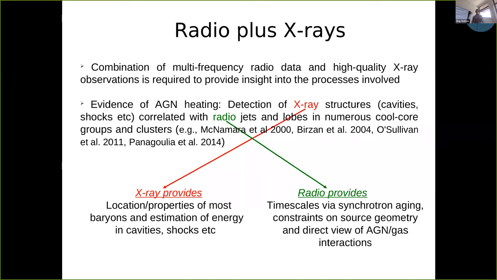And how do we do that? The best way is to combine radio plus X-rays, where we will have insight into the processes involved. From the X-rays, the X-ray structures will provide us the location and the properties of most baryons and estimation of energy in cavity shocks, etc. On the other hand, the radio jets will provide us the time scales via synchrotron aging, constraints on source geometry, and direct view of AGN-gas interactions.